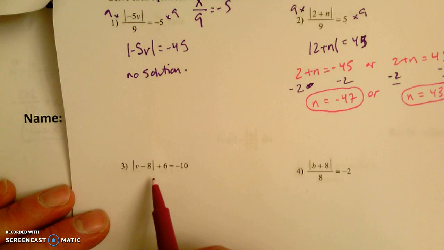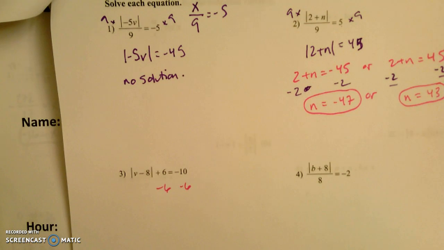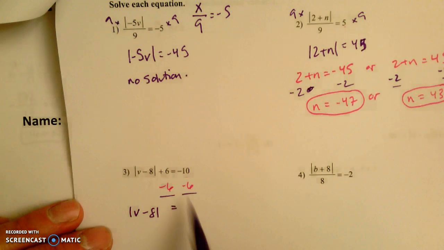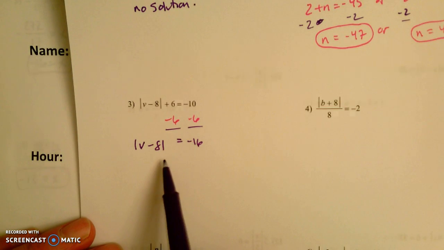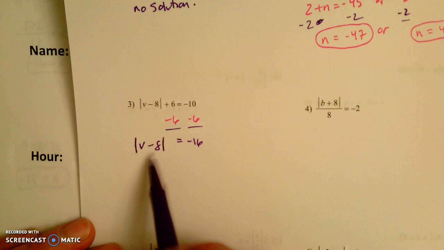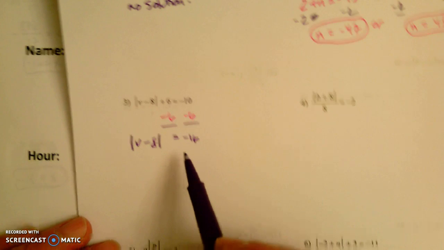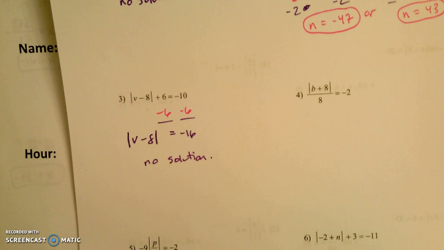Here, to isolate the absolute value bars, the stuff inside there, we're going to have to first get rid of the 6. So we're going to subtract 6 from both sides. We end up with the absolute value of v minus 8 equals negative 10 minus 6, which is negative 16. Notice again, we've got to deal with the absolute value bars here. Whatever's inside these absolute value bars, its distance from 0, according to this equation, is negative 16. But that doesn't make any sense. You wouldn't say, I drove my car negative 16 miles today. No. No solution.